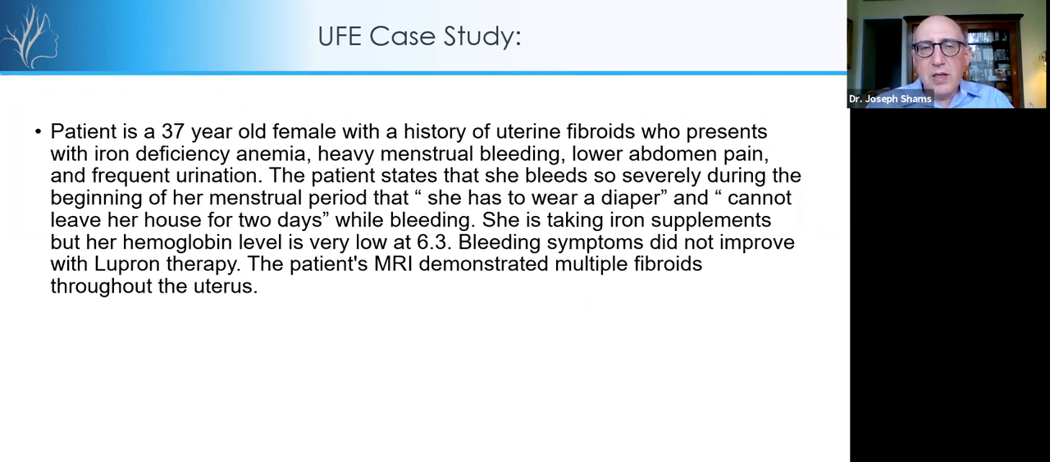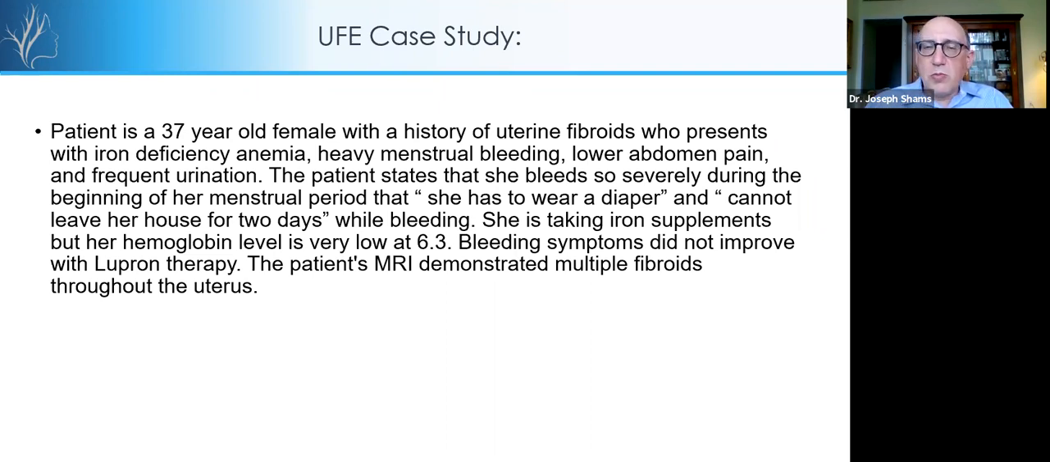Heavy menstrual bleeding, lower abdominal pain and cramping, and frequency of urination. She stated that she bleeds so severely at the beginning of her menstrual period that she sometimes has to wear a diaper, and she can't leave the house for 2 days because she's bleeding so much. She has been taking iron supplements, but her hemoglobin level is still very low. And she was initially treated with something called Lupron therapy.